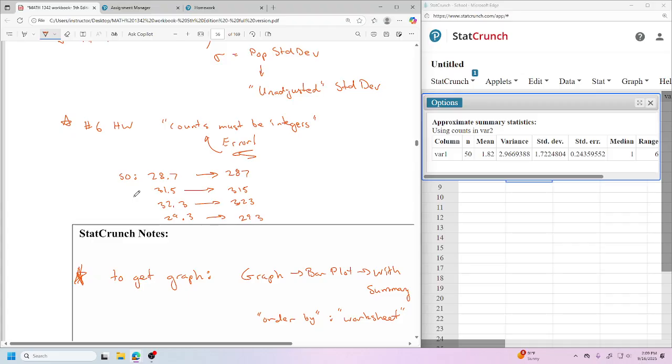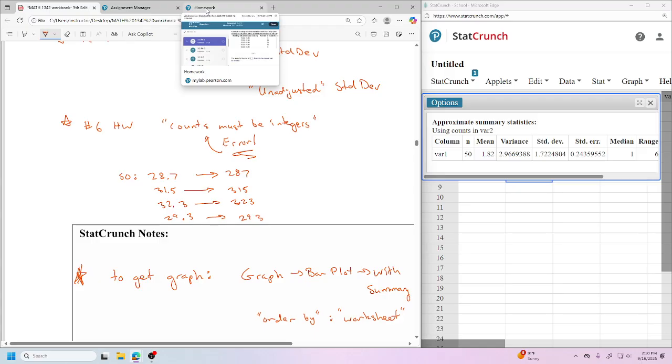I want to do the homework now, okay? So I'm going to pull up the homework. We're going to go through it one by one. And out of all the sections, I would almost want to do this one. Yeah. Bar plot with summary. Yep. I'm sorry my handwriting's so bad. But thank you. Okay. Yeah. Graph, bar plot with summary. And then we're going to order by worksheet. Order by worksheet. Is that okay? Cool. Okay, I'm going to go to the homework now. That was just a reminder.